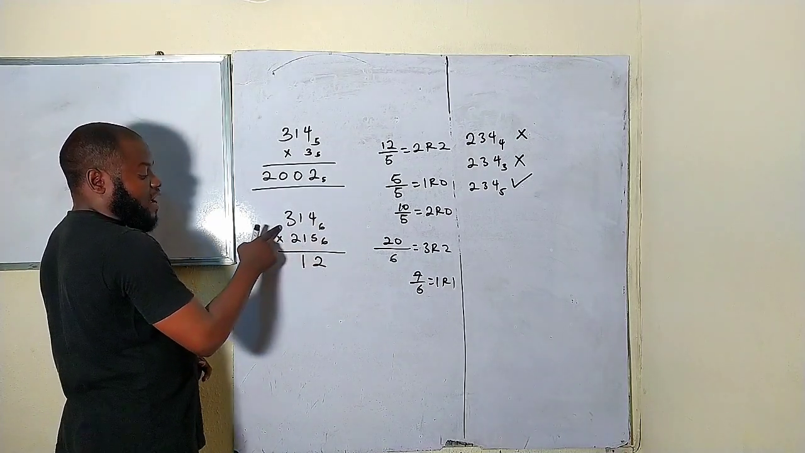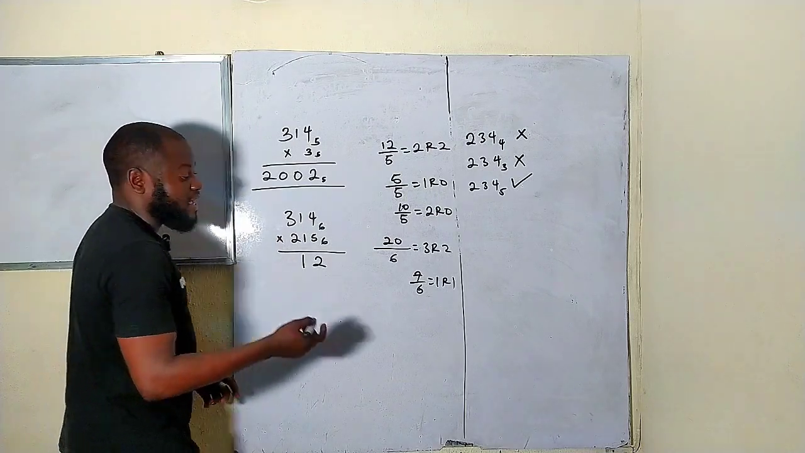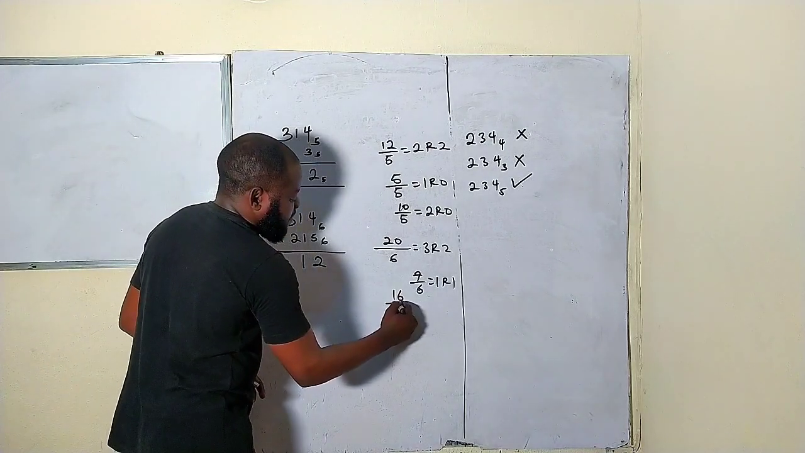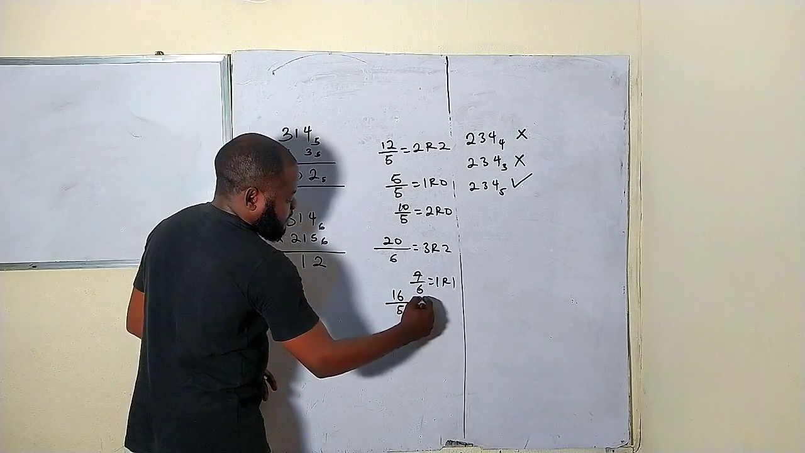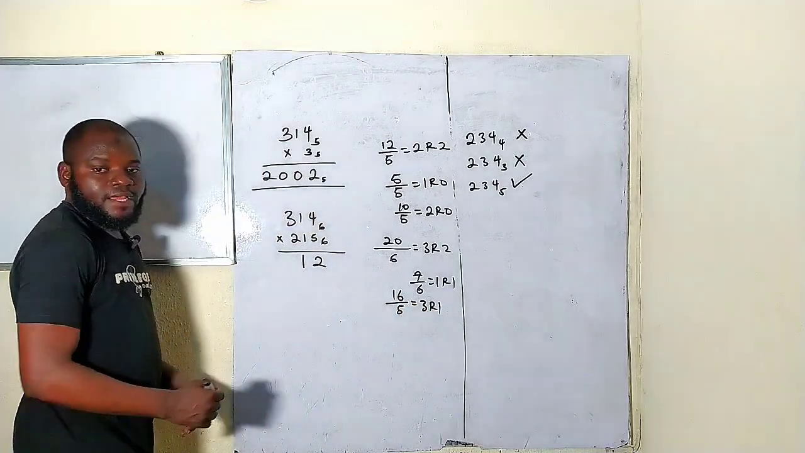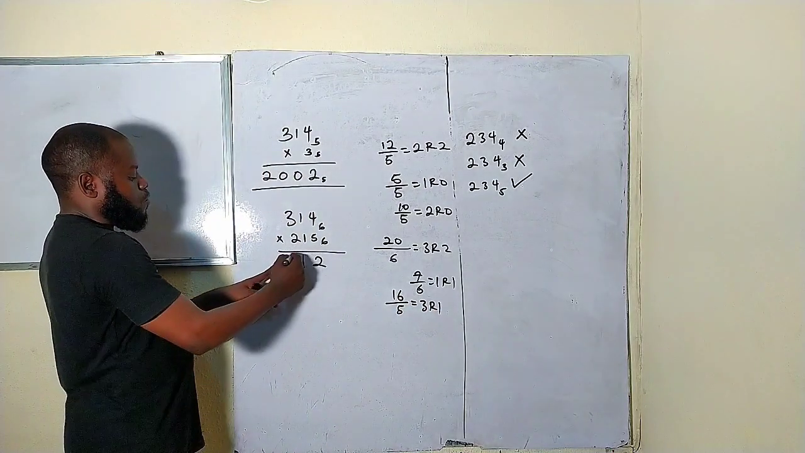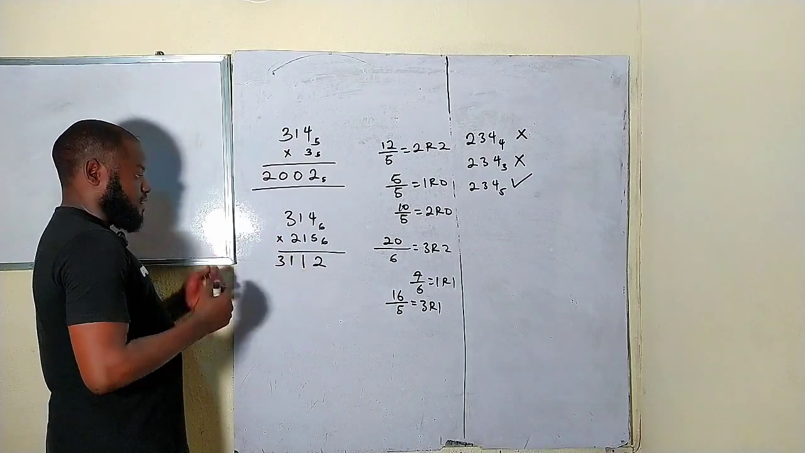So 5 times 3, that would be what? 15 plus 1, that's 16. So we have 16 divided by 5. That will give us what? 16 divided by 5, that's 3 remainder 1. Do you get that now? So we write down 1 and take the 3 to this side. Do you understand that now?